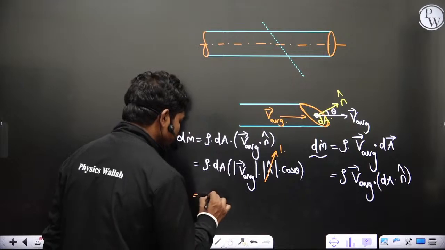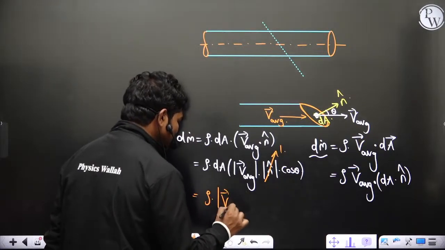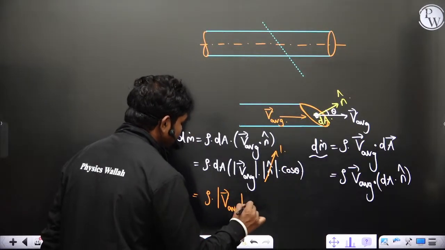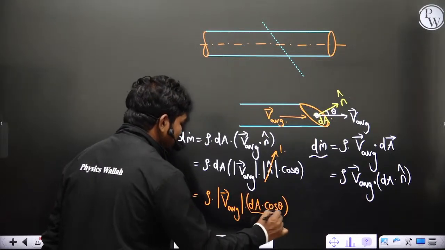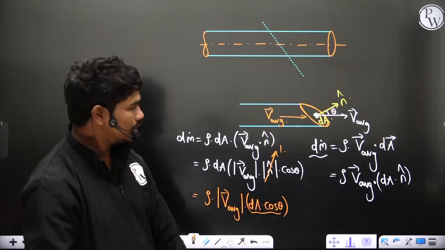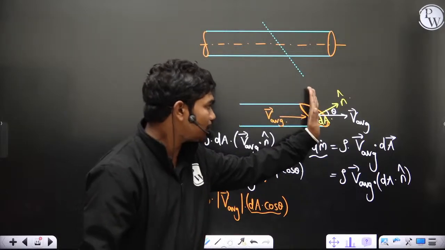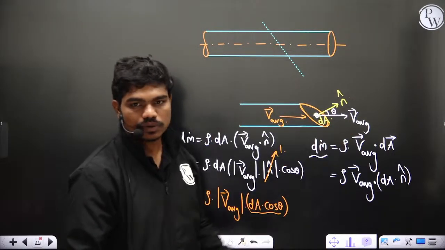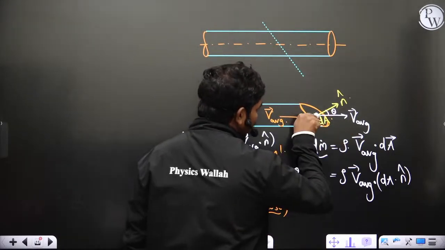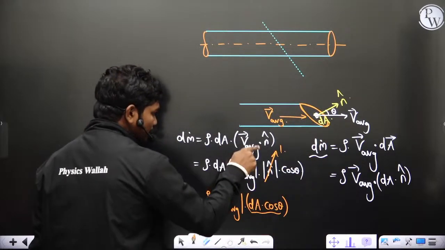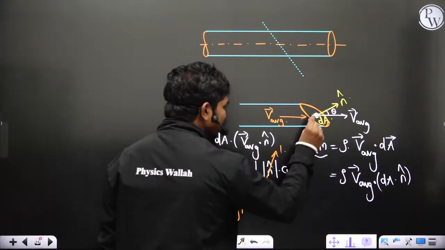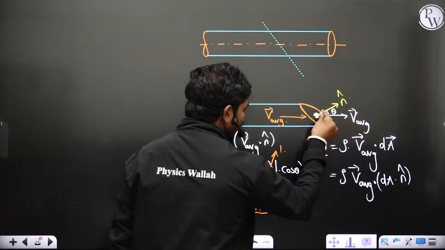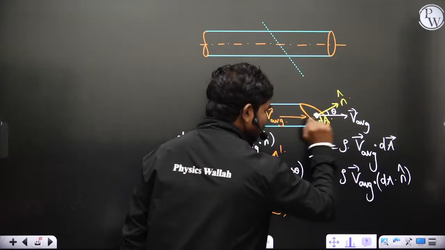Now you have to say rho times magnitude of V average into dA cos theta. So this dA cos theta component is nothing but the component of this dA perpendicular to this axis. Yes or no? Means for example, if this is n cap and if this is the V average, if you are doing V average dot with n cap, this dA cos theta is nothing but the projection of this area onto a plane perpendicular to this V average.